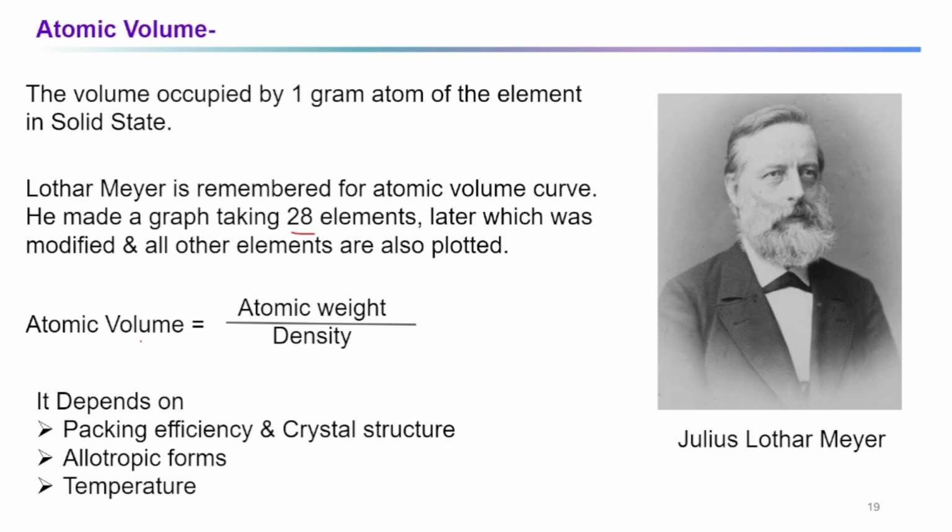So the definition of atomic volume is simply the definition of volume, right? Atomic volume is atomic weight divided by its density. Now this atomic volume depends on multiple factors, for example packing efficiency and crystal structure, allotropic forms, temperature. All these things can influence the atomic volume.